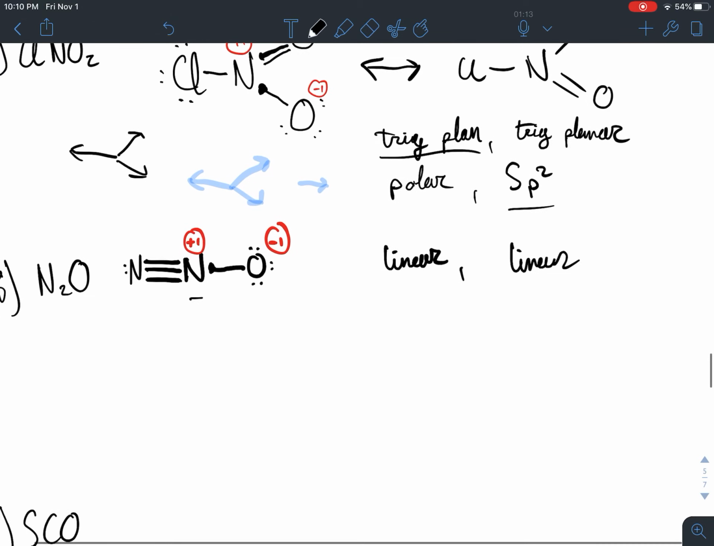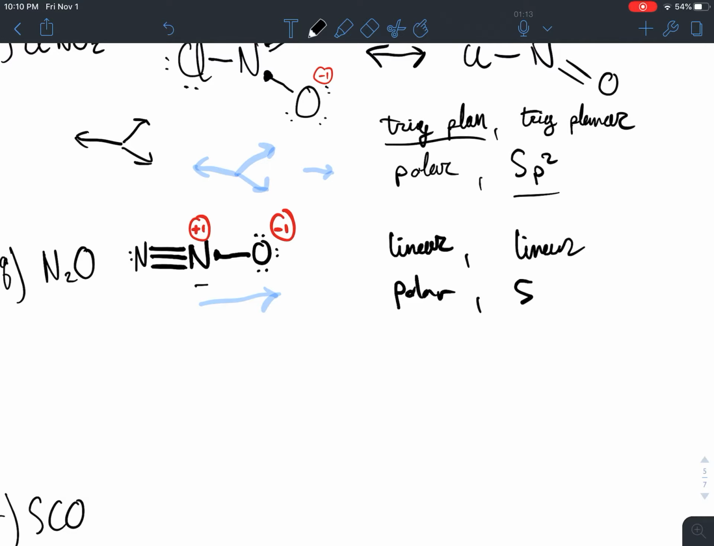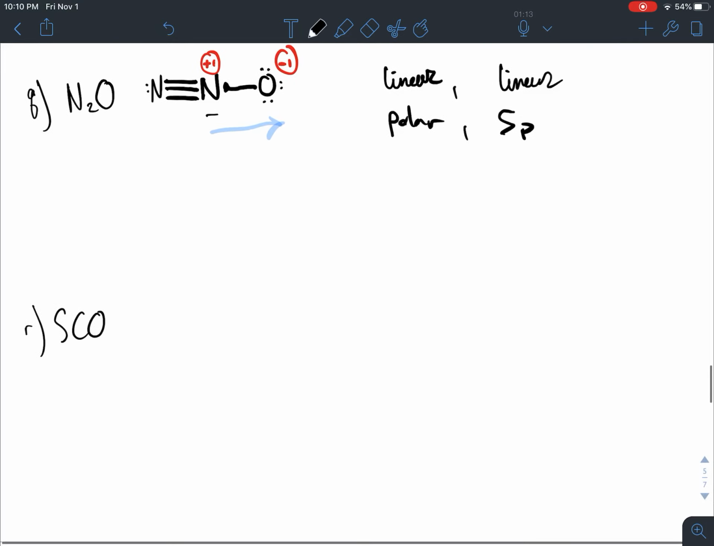Is it polar? It is polar. There's a dipole going that way, and there's no force between these nitrogens. How about that? And it is sp hybridized.